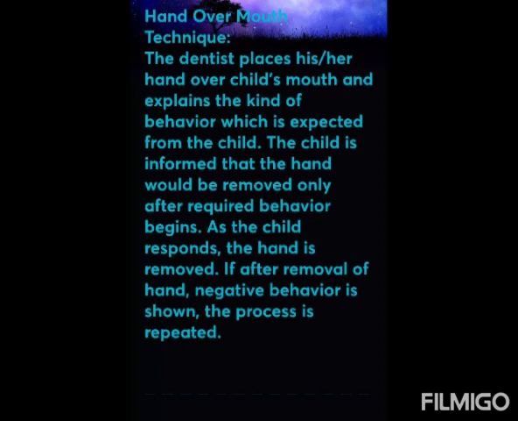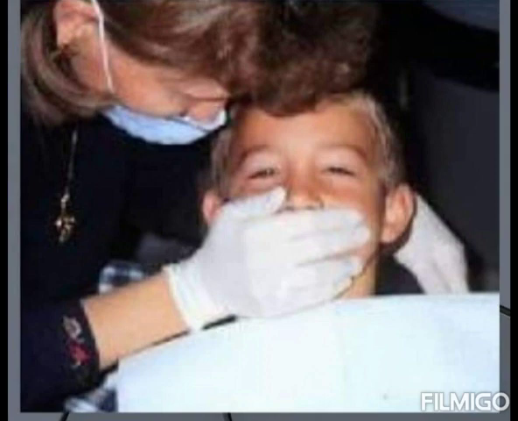And what is the hand over mouth technique? The dentist places his or her hand over the child's mouth and explains the kind of behavior which is expected from the child. So we place the hand on the child's mouth and explain to the child what we want. The child is informed that the hand will be removed only after the required behavior begins. As the child responds, the hand is removed.